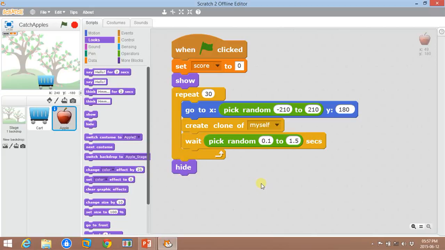All right. Can anyone think why we are going to wait? Yes. So the apple doesn't keep on coming. If we don't wait, then all the apples are going to fall down at the same time. Okay? Are you going to be able to catch all of them if they all come down at the same time? Okay, don't run it yet. There's a second block. You're only halfway.